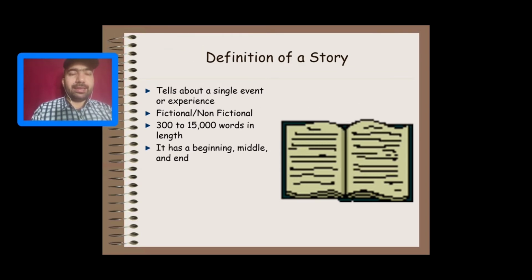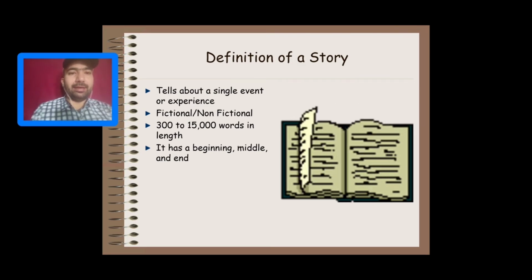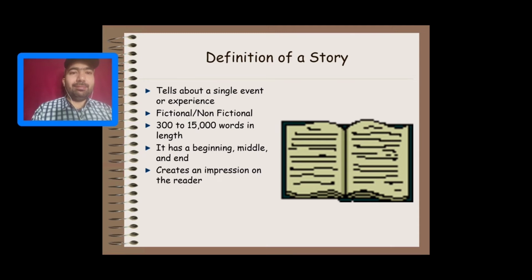The story has a beginning, middle, and end. It has a starting point, there is a middle, then there is an end. There is a conclusion to that. A story creates an impression on the reader. It creates an impression because the purpose of a story is to entertain or to inform a reader. So most probably the writer tries to entertain the reader. So it creates an impression. It can be a comic impression. It can be a tragic impression. It can be a science fictional impression. So impression varies according to the different genres of the story.